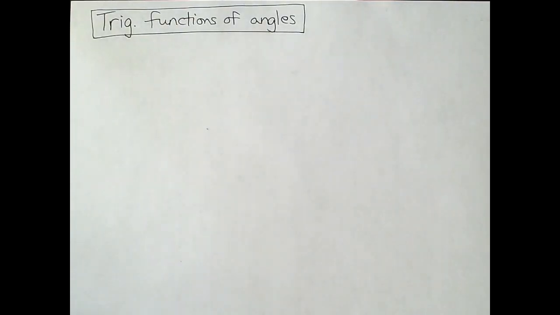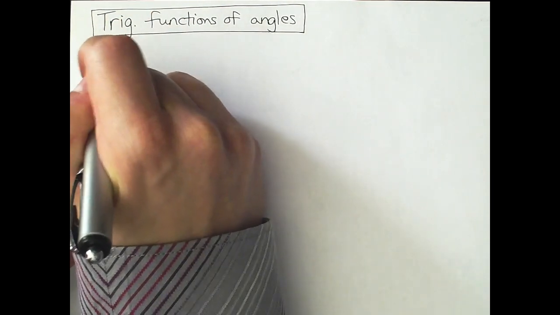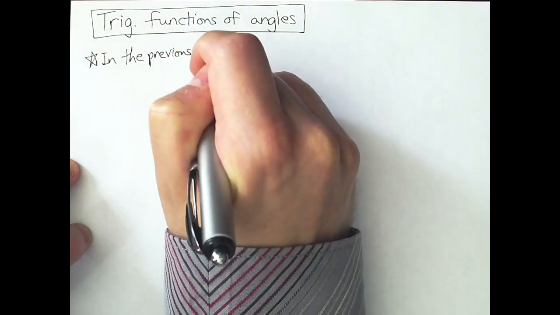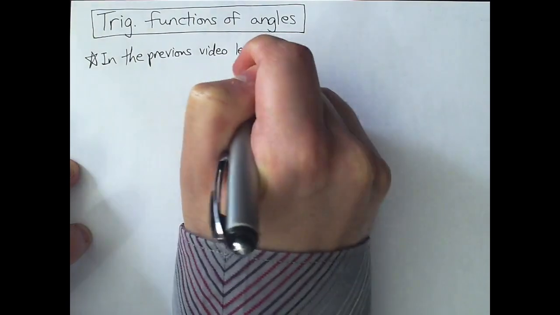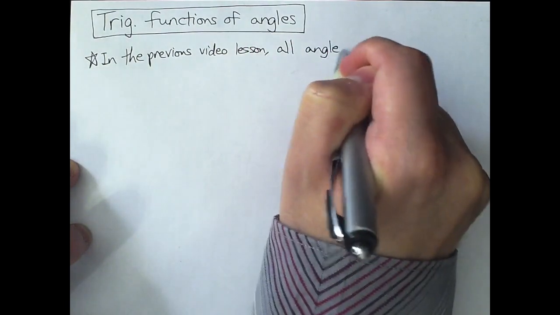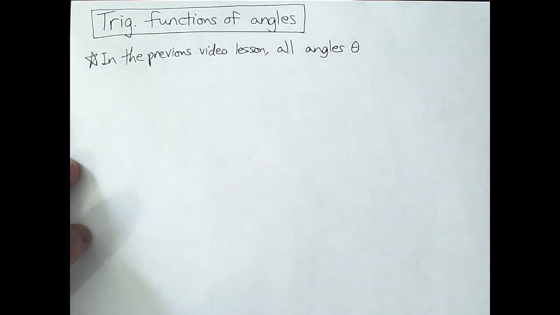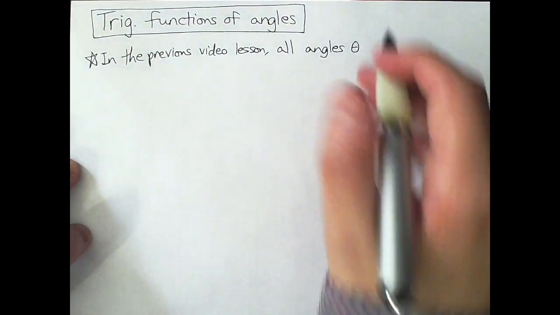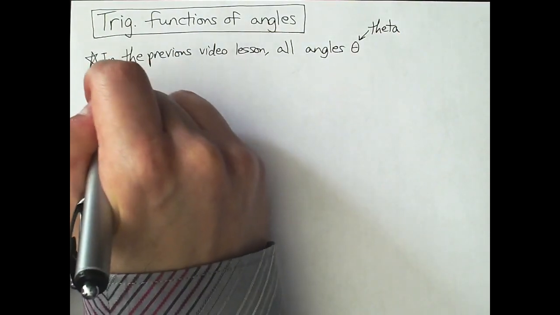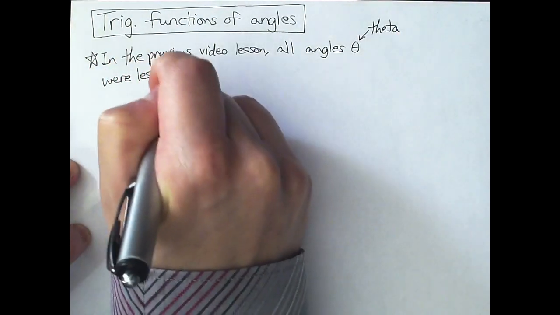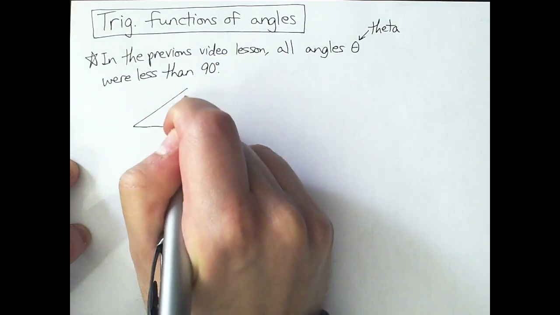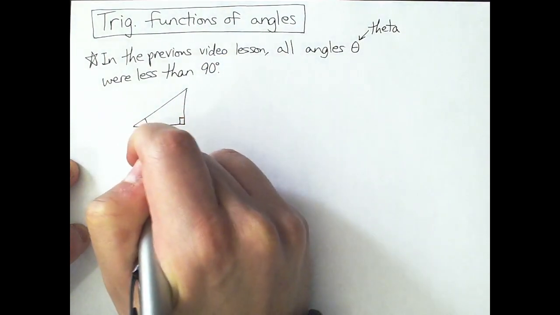So, trig functions of angles. I'll start by writing something that I just said. In the previous lesson, all angles theta that we were looking at, we were labeling an angle of interest as the Greek letter theta. I'll remind you that that's what that is. All of them were less than 90 degrees. We had pictures that tended to look something like this, and there's an angle that we're interested in called theta.